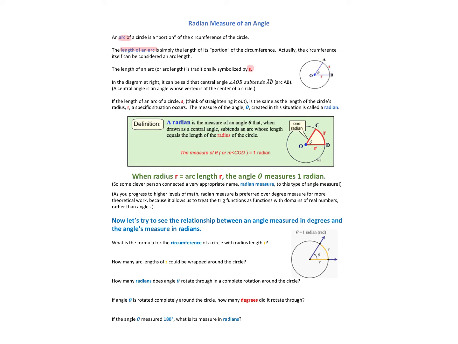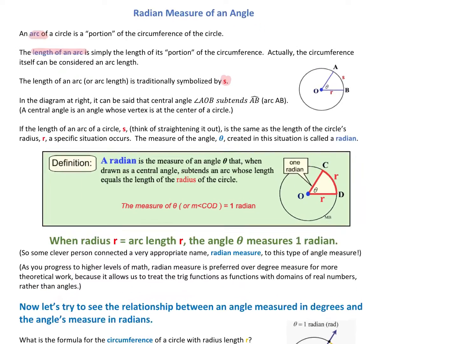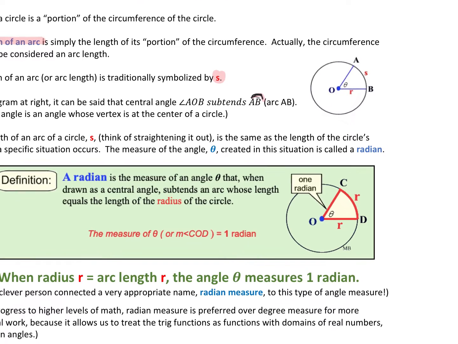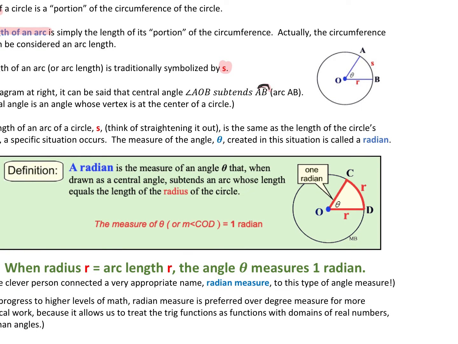In the diagram at the right, it can be said that the central angle, angle AOB, subtends arc AB. So this right here should be more of a rounded over the AB. Then we know we're talking about an arc. And the central angle here is AOB. So this one right there.